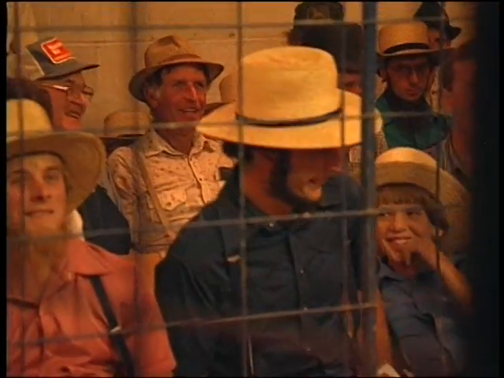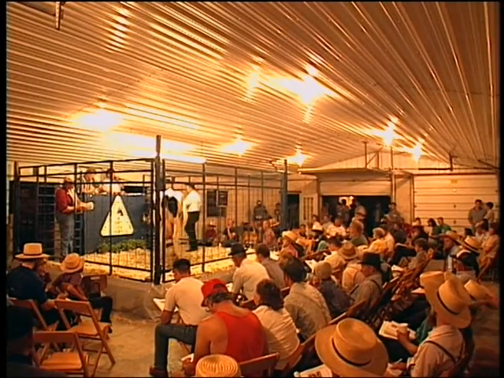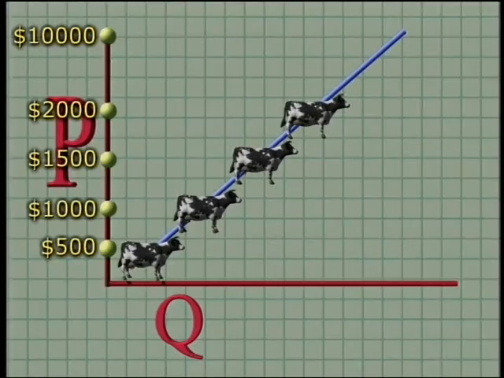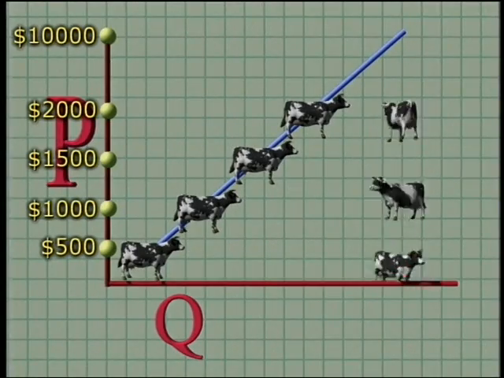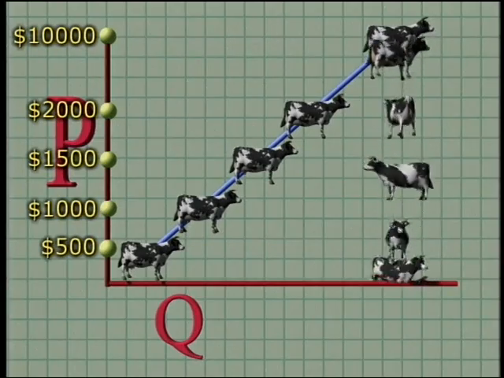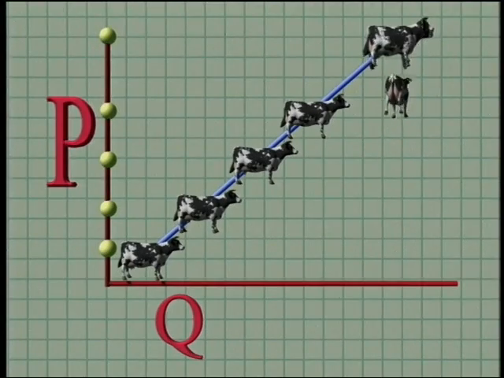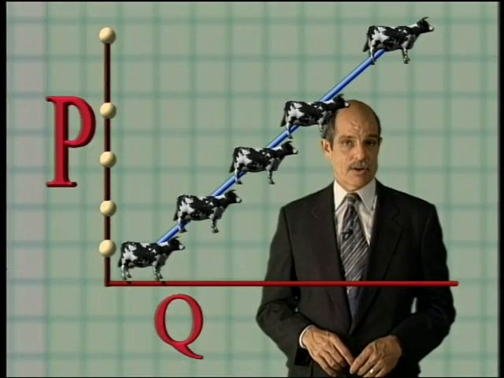Look, here we go. And finally, imagine that the bidding is utterly out of control. I don't know, $10,000 a head. In which case, tons of cud chewers would fly to market. If the price reached $10,000 a cow, I'd sell everything I own and I'd retire. That's the classic supply curve.